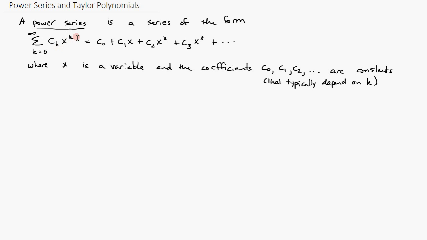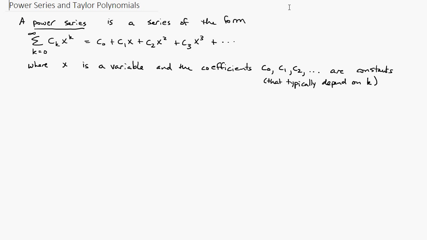So these are the terms. And if you write out the individual terms, they look like this, where x is a variable, and the power of x increases by 1 each term, and the c_k's are the coefficients, so c_0, c_1, c_2, which will typically be constants that depend on k.